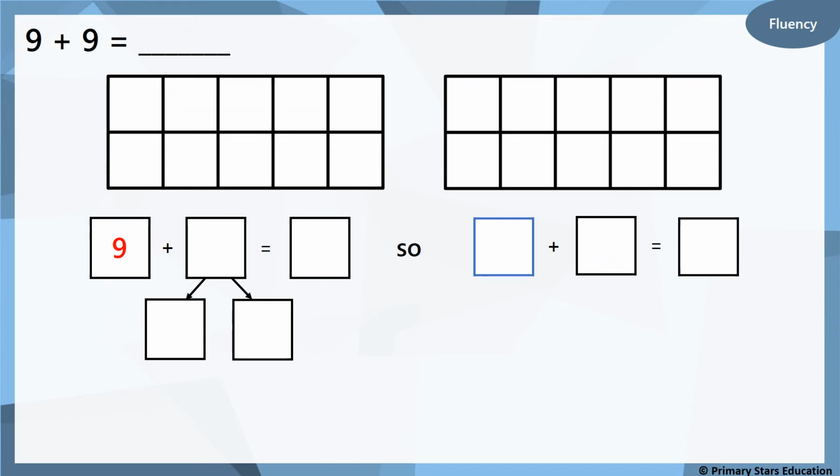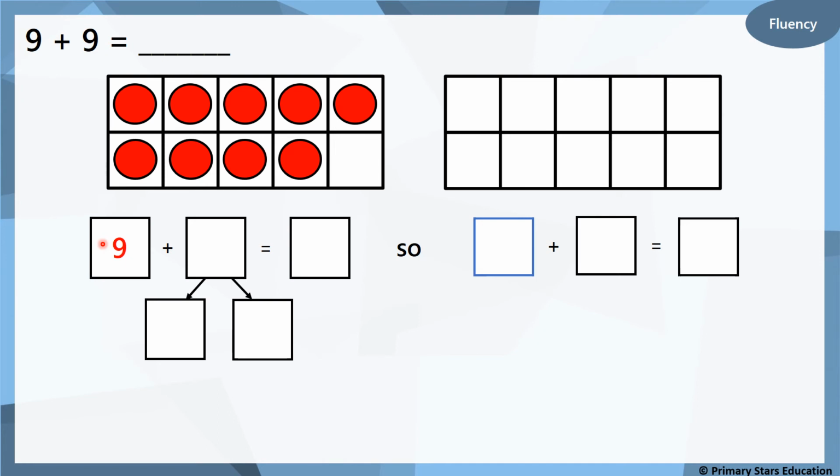Okay, last one. My number sentence is 9 add 9 equals. I've written my 9 down here. What do I need to do next? Now I need to put on my 9 red counters. Then what should I do? I'm going to write 9 in my next box, and then I'm going to put on 9 more counters, but in yellow so that I can see the difference.